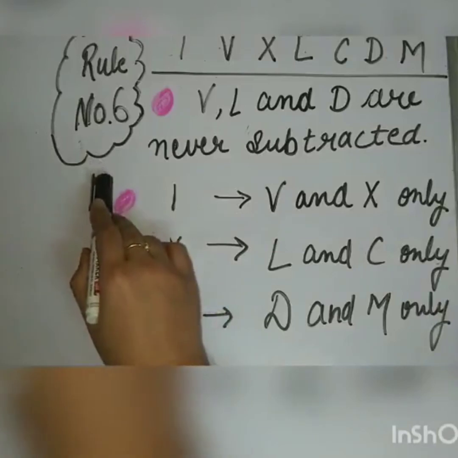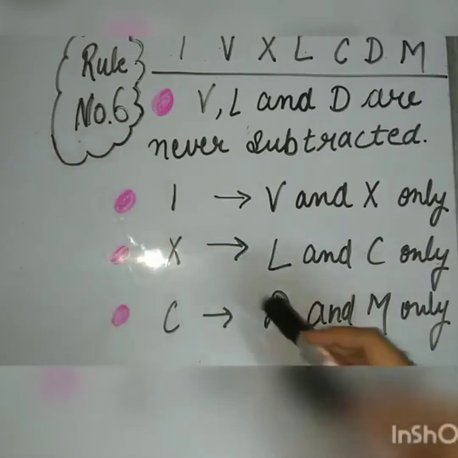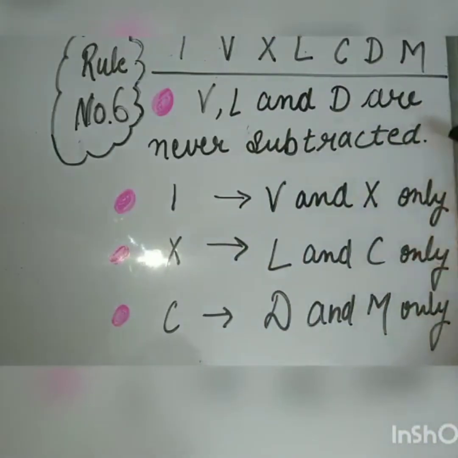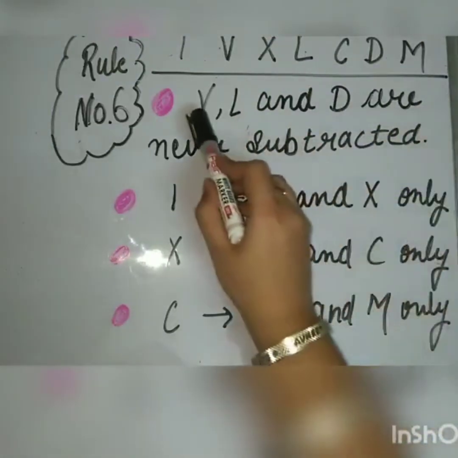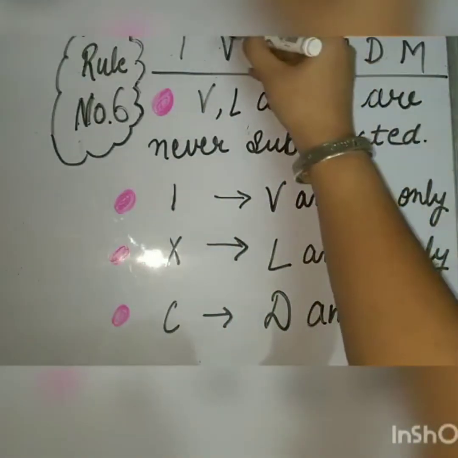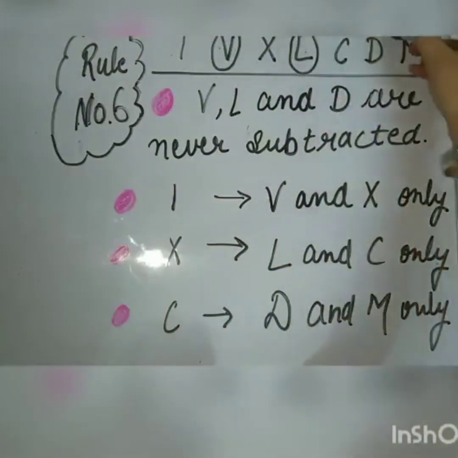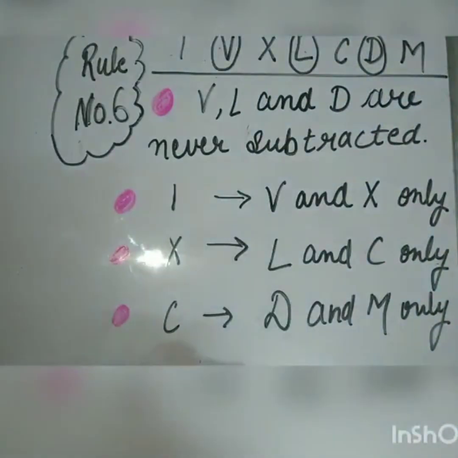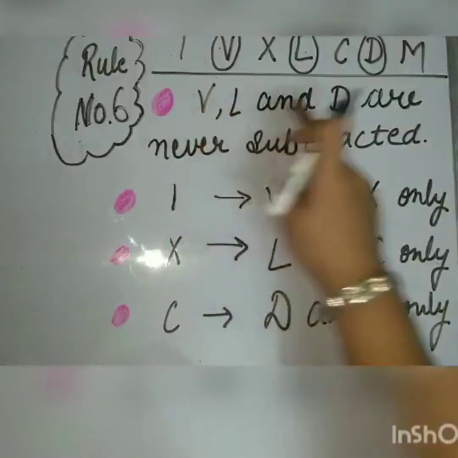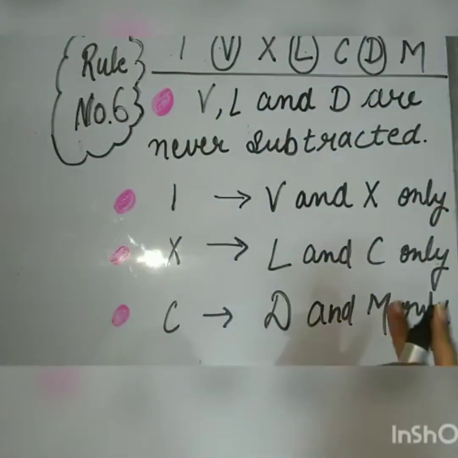Rule number 6. This is the last rule. Since we have 7 Roman numerals, rule number 6 indicates that V, L and D can never be subtracted. That is 5, 50 and 500 can never be subtracted.